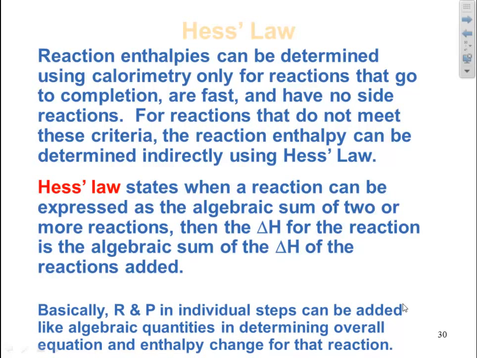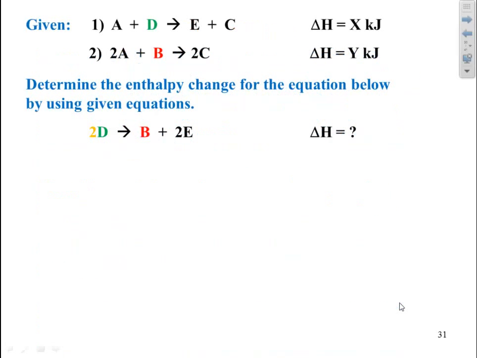Basically, the reactants and products in individual steps can be added like algebraic quantities in determining the overall equation and enthalpy change for that reaction. Let's show you this by using a simple example. Typically, using Hess's law, you'll be given a couple of equations as givens. And then what you're going to do is manipulate these equations to solve for the equation in question.